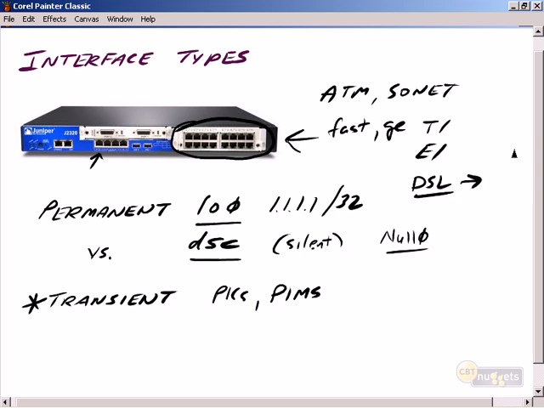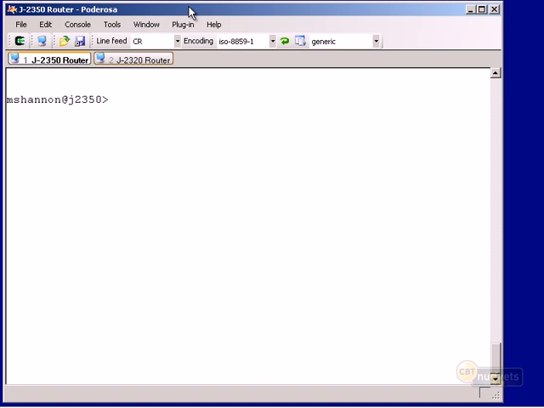So those are different types of transient interfaces that you can use on an as-needed basis. Okay, here's Poderosa, and I'm telnetting in between my two Juniper routers, 2350 here and 2320 there. Not much changes, just this third number.